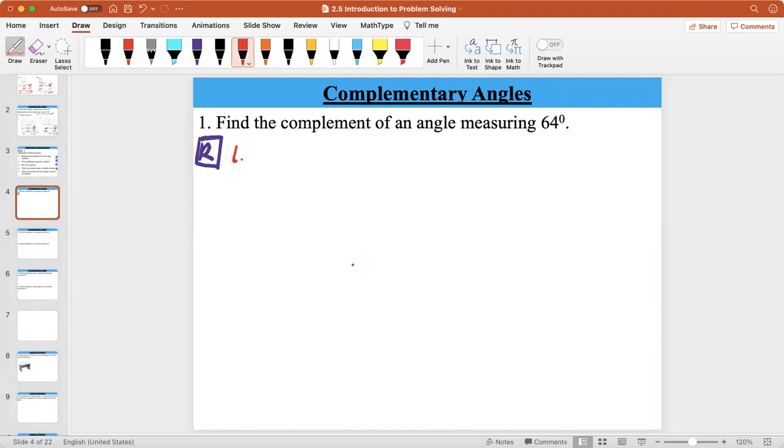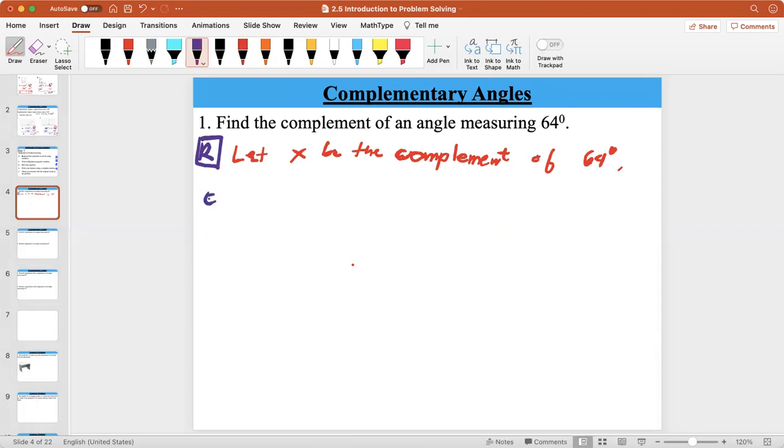All right, so we let X be the complement of the angle that measures 64 degrees. Okay, let me just put that one shorter. Let X be the complement of the angle measuring 64 degrees, or just in short, 64 degrees.